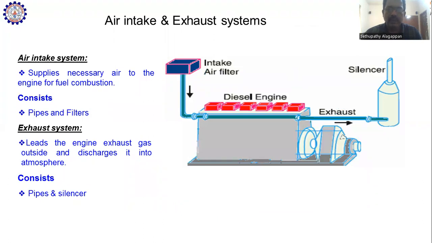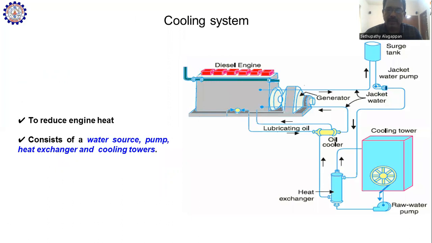Then the air intake and exhaust system supplies the necessary air to the engine for fuel combustion. It consists of pipes and filters. So the air is taken in from the atmosphere and supplied into the engine. The fuel is also supplied into the engine. This will mix in the chamber and get the engine fired. Then the engine will rotate. The engine is connected with the generator, so when the engine rotates, the generator also rotates, and the power will be produced.